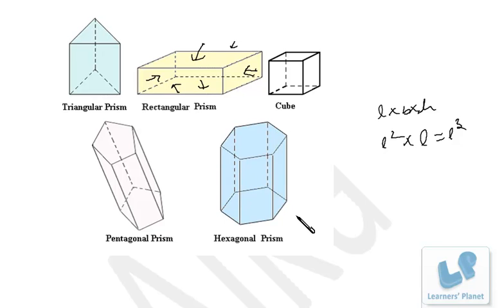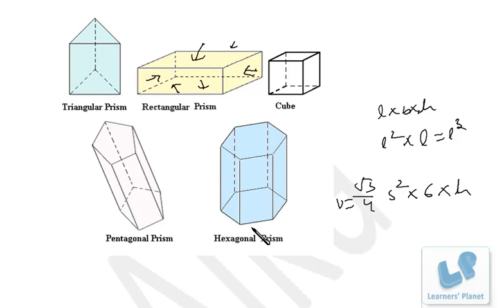Similarly, take a hexagonal prism. So the base area will be the area of this regular hexagon. The area of a regular hexagon is actually a combination of 6 equilateral triangles. So root 3 by 4 side square, that is the area of one triangle, and there are 6 triangles. So this is the base area into height. Height means this length. That will be the volume of this hexagonal prism. So this is the volume.